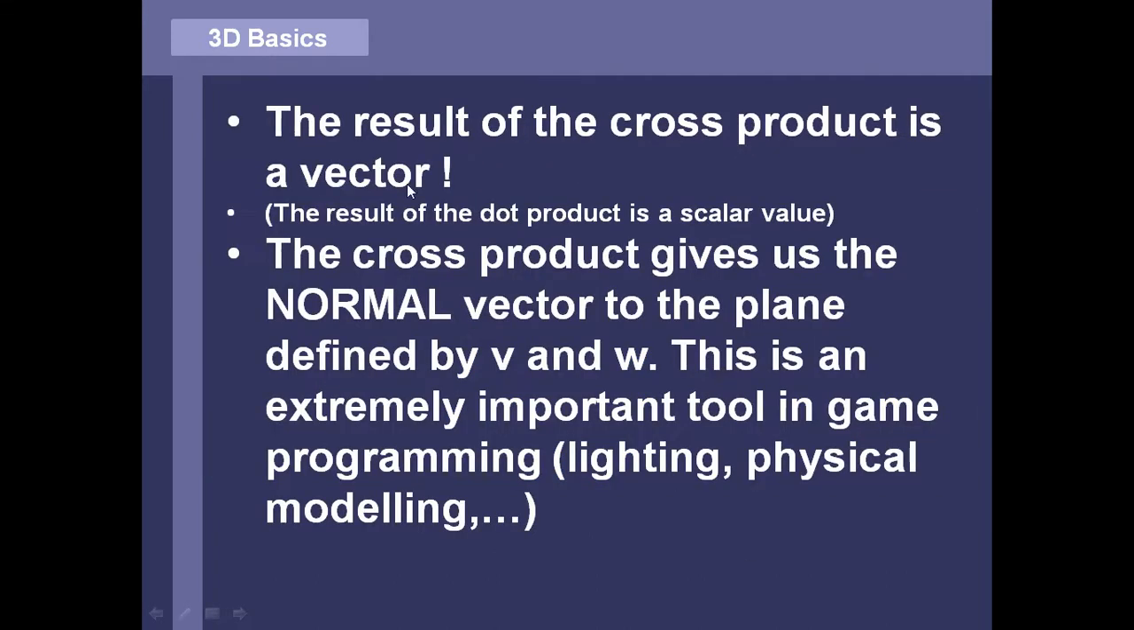And the result of the cross product is a vector. Please mark that it has a direction. The result of the dot product is a scalar value, which we just saw. So the cross product gives us the normal vector to the plane defined by V and W, which is the vector perpendicular to the plane in which V and W lie. This is an extremely important tool in game programming, for our lighting, physical modeling, and there are so many things to mention here.